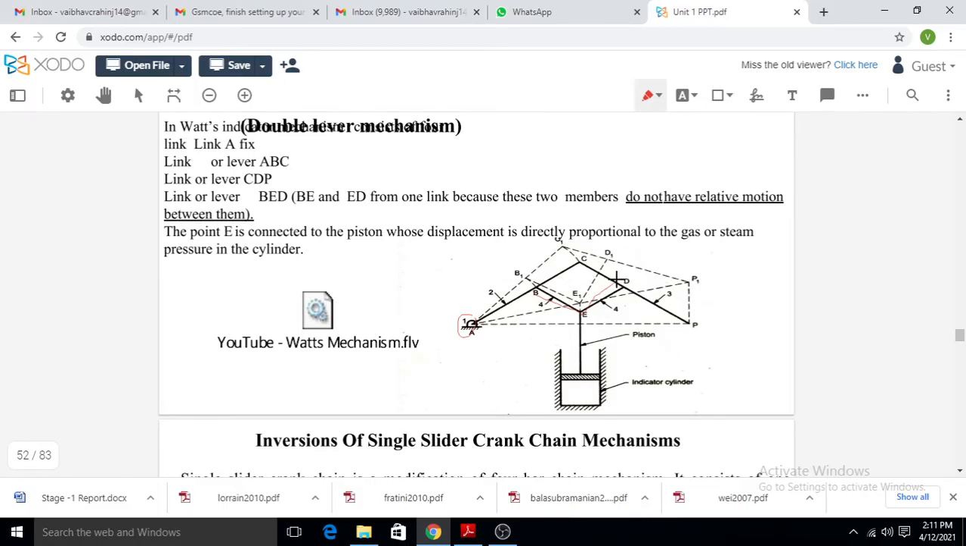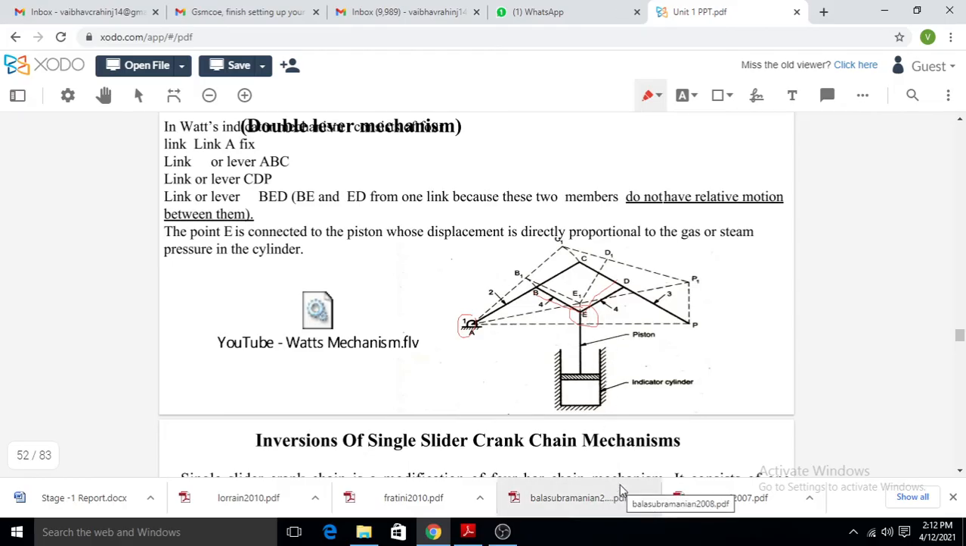In this mechanism, this indicator cylinder, link A, is fixed, then link ABC, then link CDP, and BED. These are the 4 different links. Here this point E is connected to the piston, and this piston will reciprocate in the cylinder.